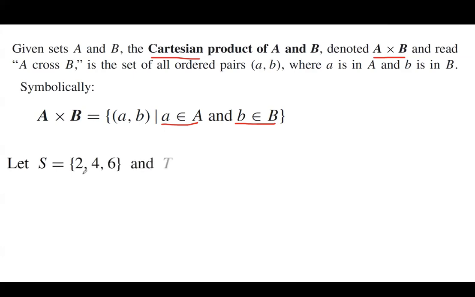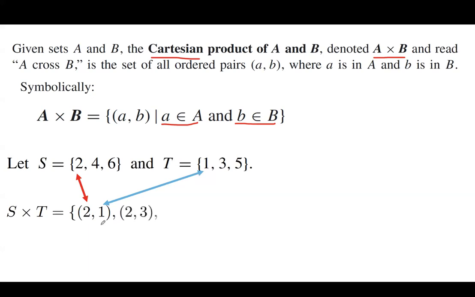Let's take set S to include 2, 4, and 6, and set T, which includes 1, 3, and 5. If I ask you to form the Cartesian product between S and T, following the definition, we're going to list all the ordered pairs. The very first ordered pair is (2, 1). 2 comes from the first set, and 1 comes from the second set. The second ordered pair is (2, 3). 2 comes from the first set, 3 comes from the second set.